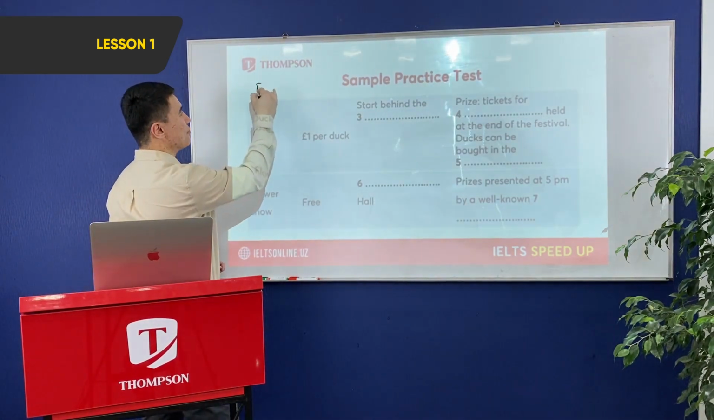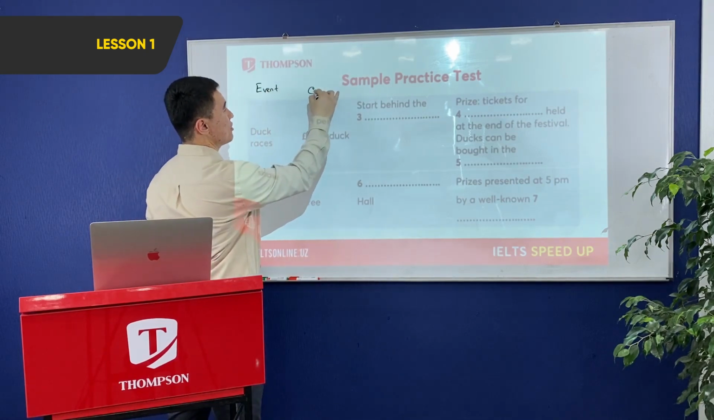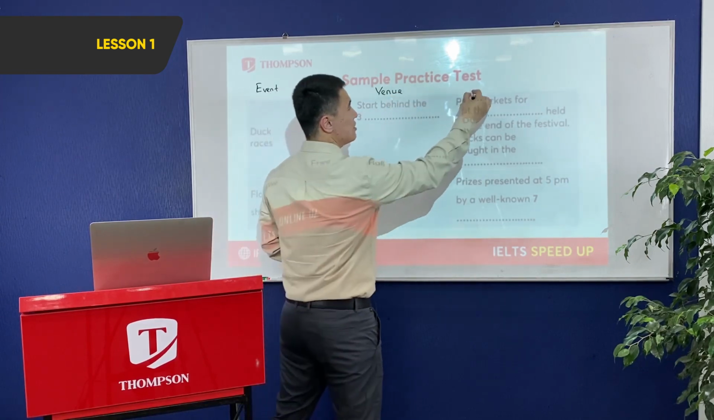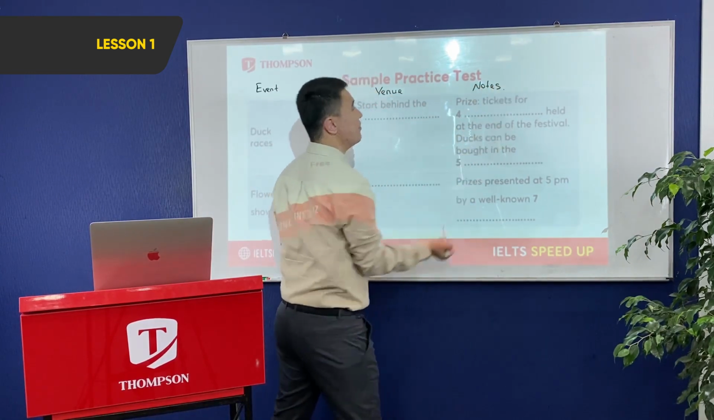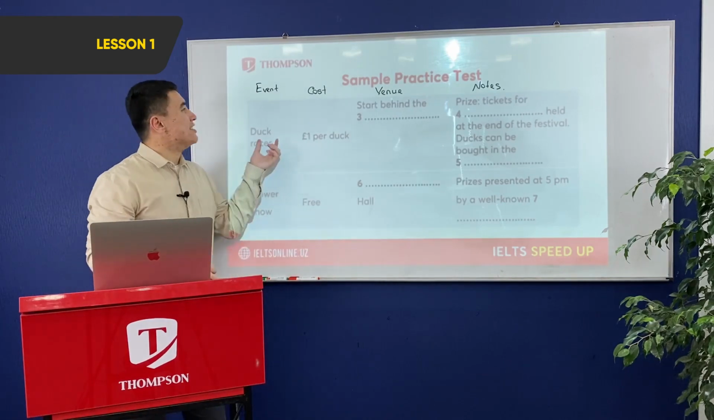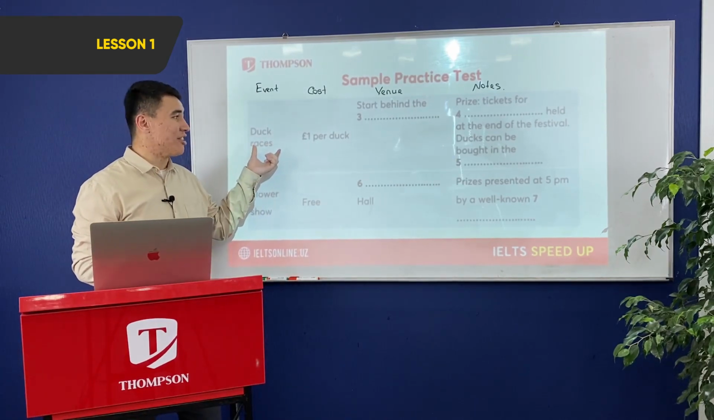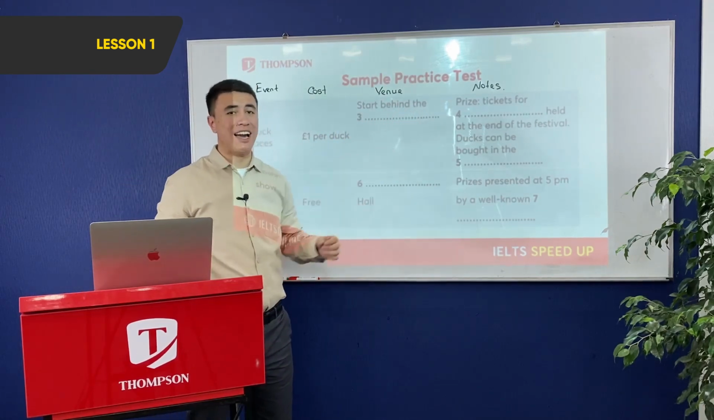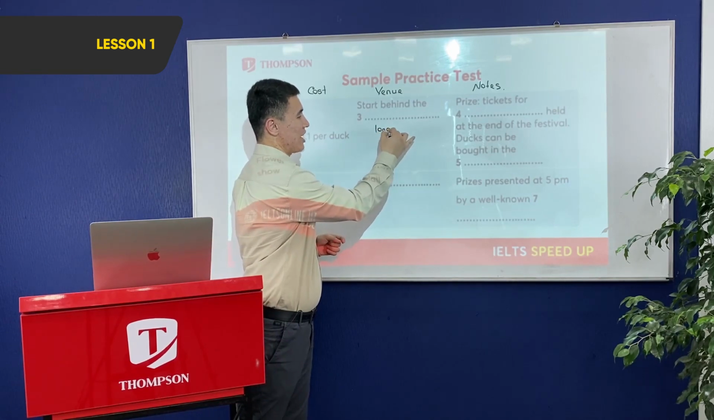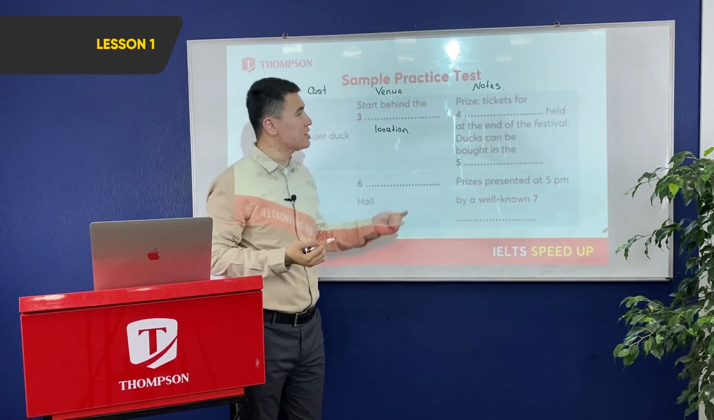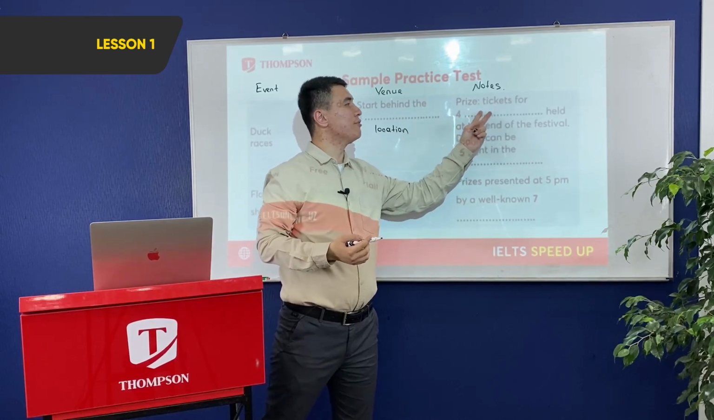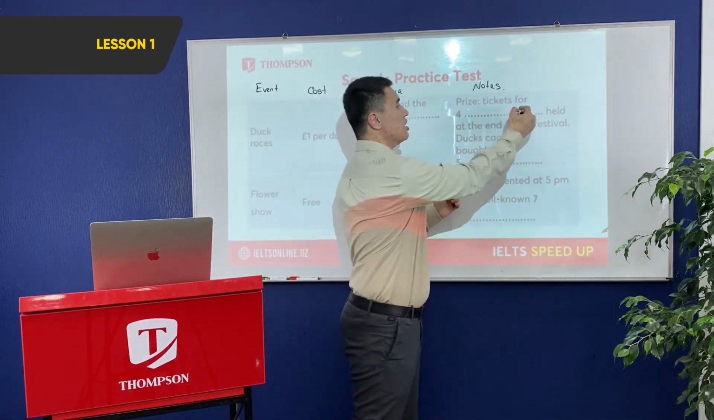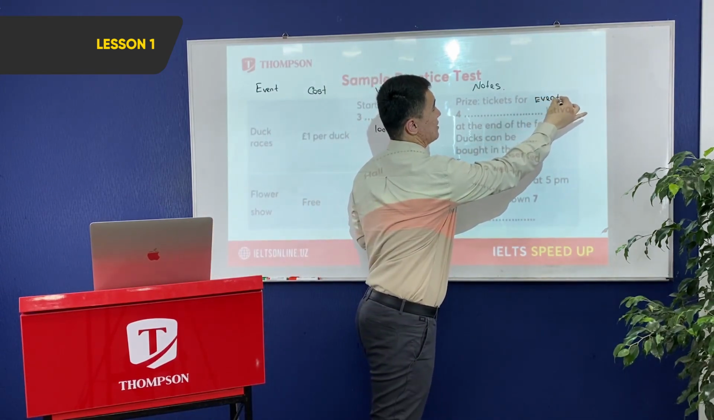So here we have event, we have cost, here we have venue, and this one is notes. The next event is duck races that costs £1 per duck and starts behind the, so it is going to be a location, so venue of course, and here price, tickets for something held at the end of the festival. So here you should write an event.